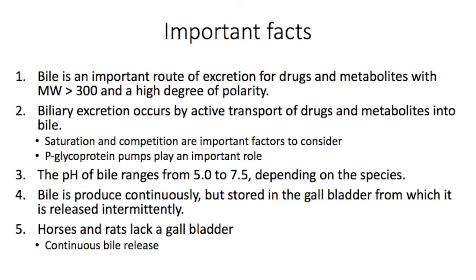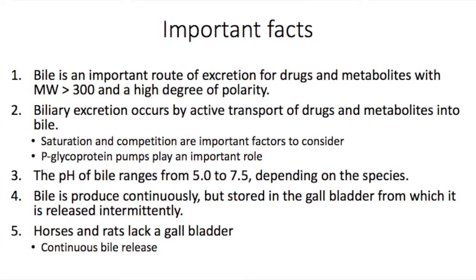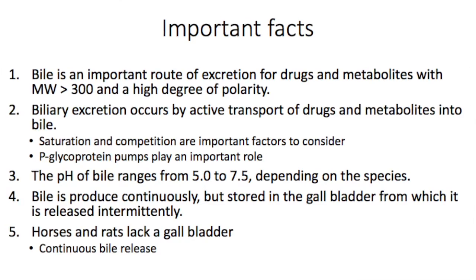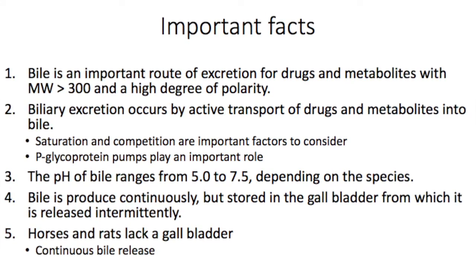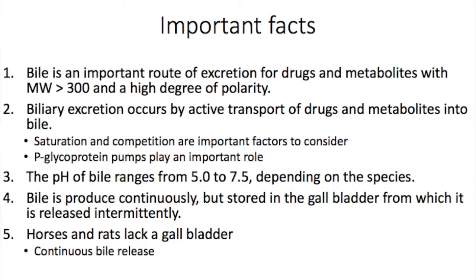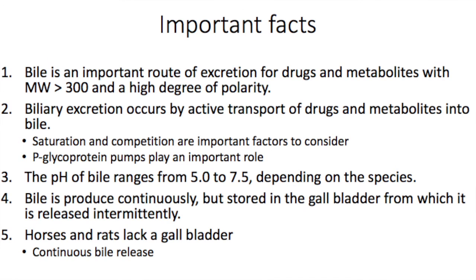The pH of bile ranges from 5 to 7.5 depending on the species, and bile is produced continuously but stored in the gallbladder from which it is released intermittently. The exception is horses and rats. They both lack a gallbladder, which means that bile is released continuously in these species.